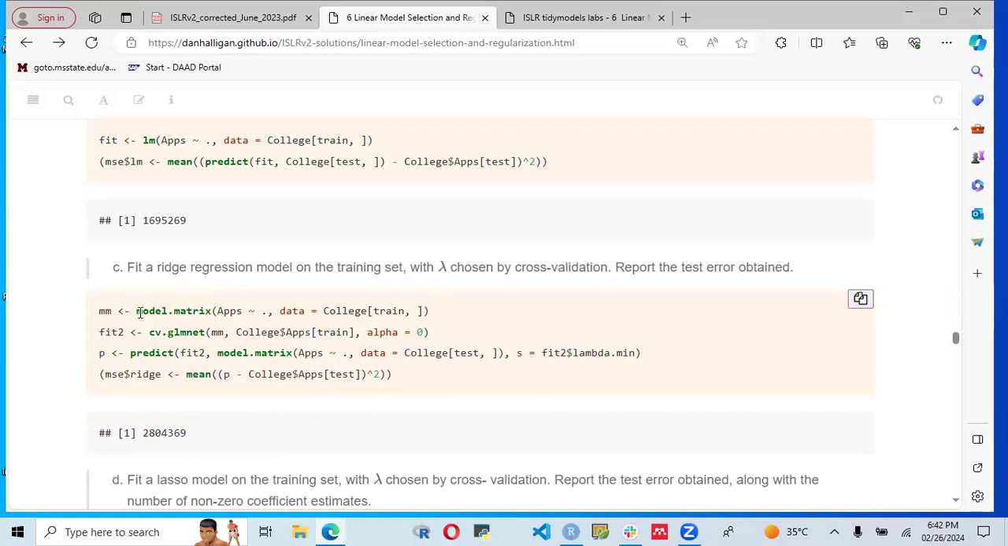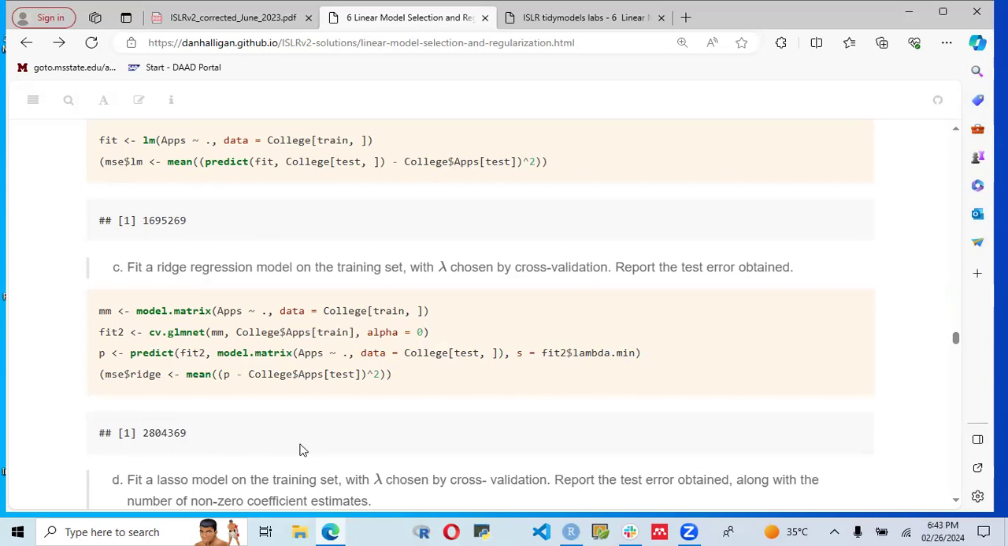Here they say we should fit a ridge regression model on the training set, with lambda chosen by cross validation, and report the test error obtained. So we are using model.matrix. We have apps explained by everything, then data equals college, then the training sets. We have cv.glmnet, we have mm, then college dollar sign apps on the training data set, then alpha equals 0. Then we run predictions on the fits, using model.matrix on the test sets, then s is fit lambda.min. So here we can see that the test set mean square error for 2a is giving us this.